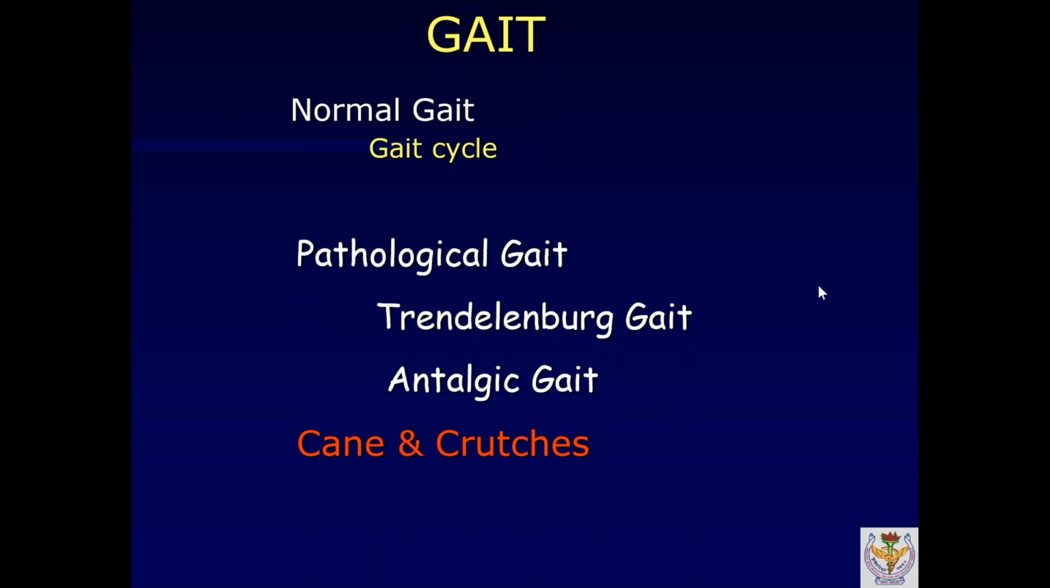So there is one question. Let me just go up. Can you explain list again? Okay. In list, the trunk is deviated to the normal side, and in the Trendelenburg gait and antalgic lurch it is on the same side. Okay, okay. Good. Interesting questions.